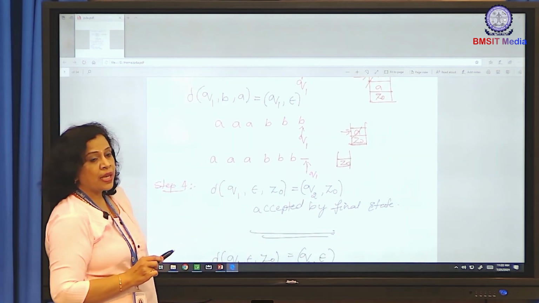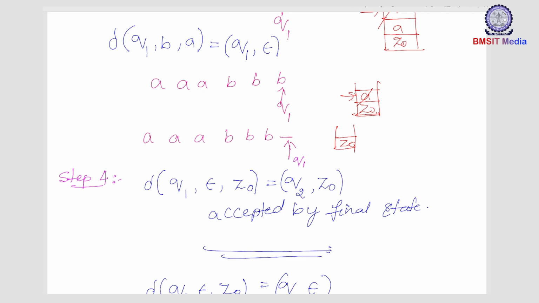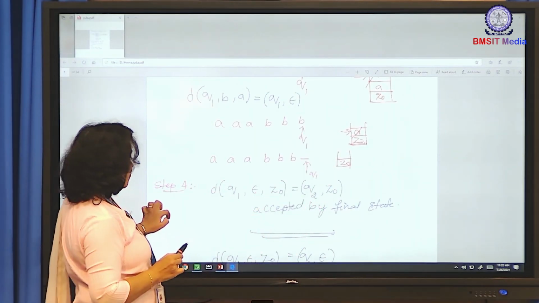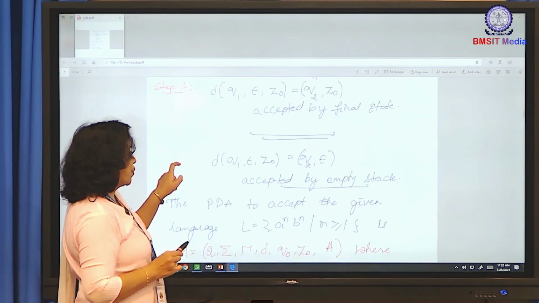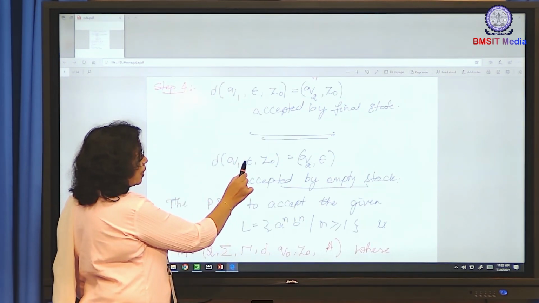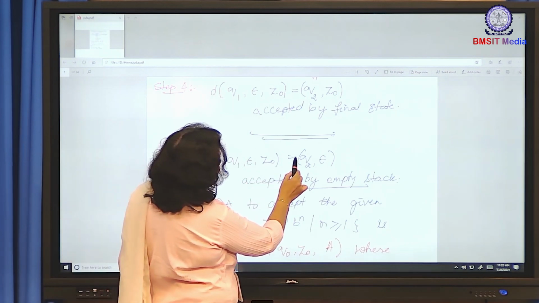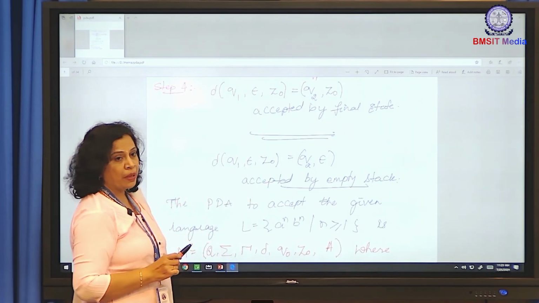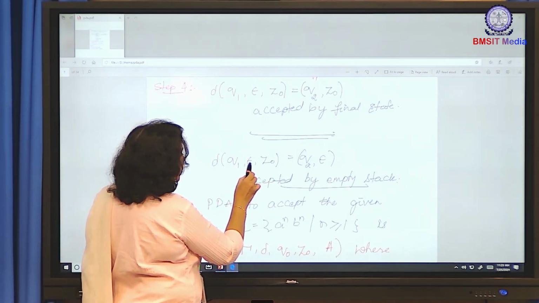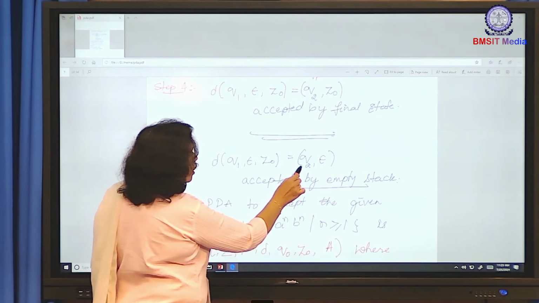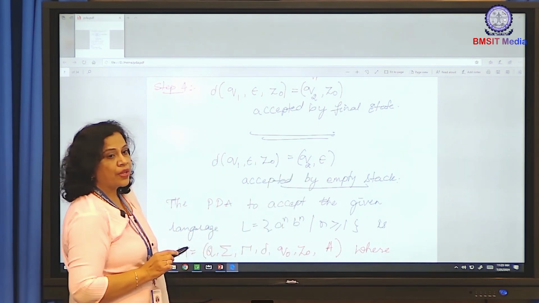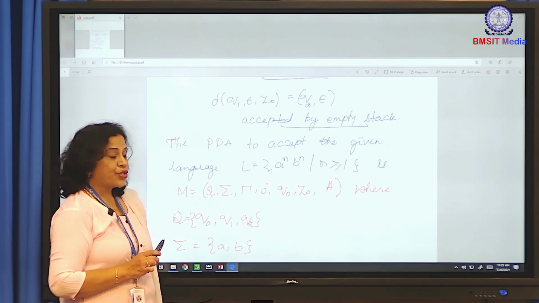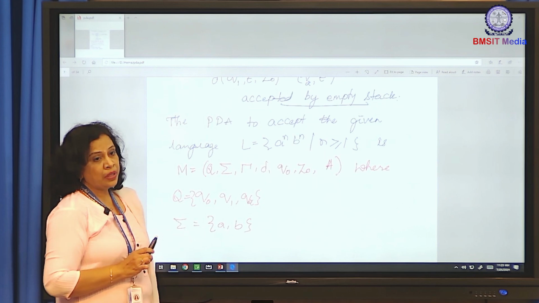If the same question says the language has to be accepted by empty stack, then the Z0 also has to be popped. So the other transition would be delta of Q1 comma epsilon comma Z0 equal to Q2 comma epsilon. This Z0 also can be popped. So you can write Q1 comma epsilon would be Q2 comma epsilon, which is accepted by the empty stack. After writing the transitions, we will have to conclude the problem.